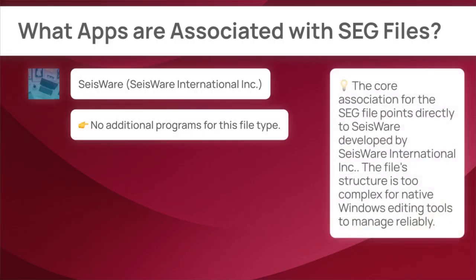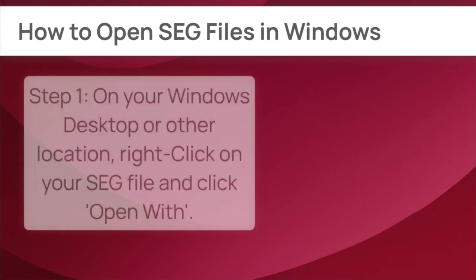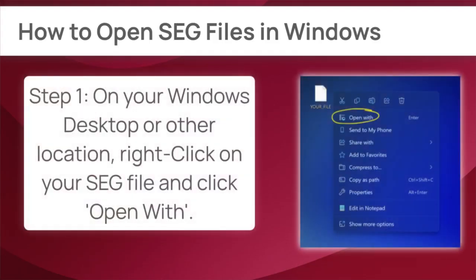Windows cannot validate changes to the file structure, demanding dedicated software for integrity. Windows has limited support for data structures, so proper viewing depends on matching tools. The first action is to test the system's defined programs.